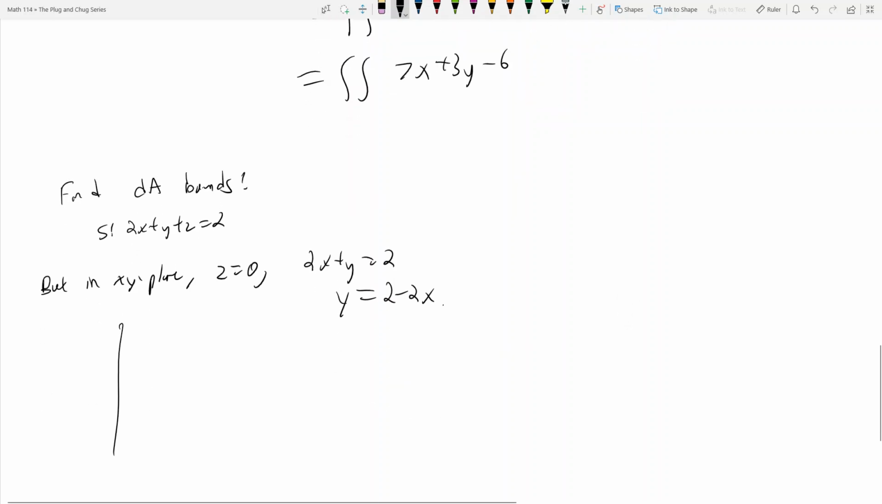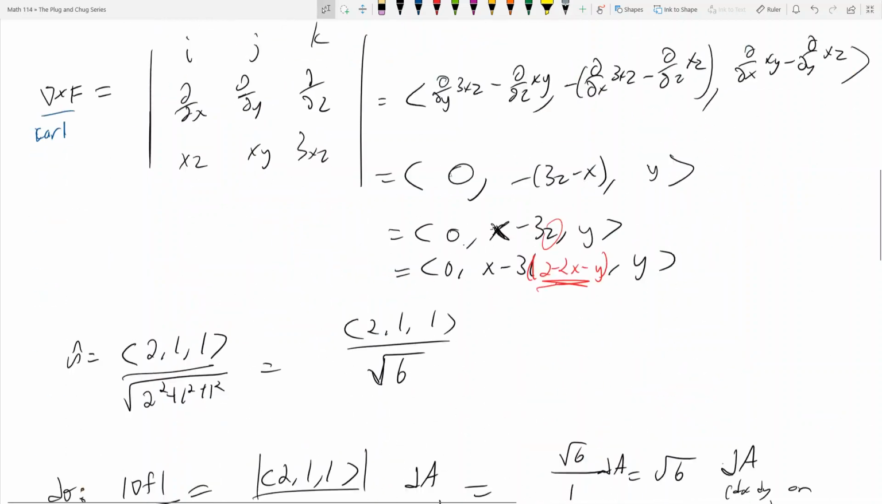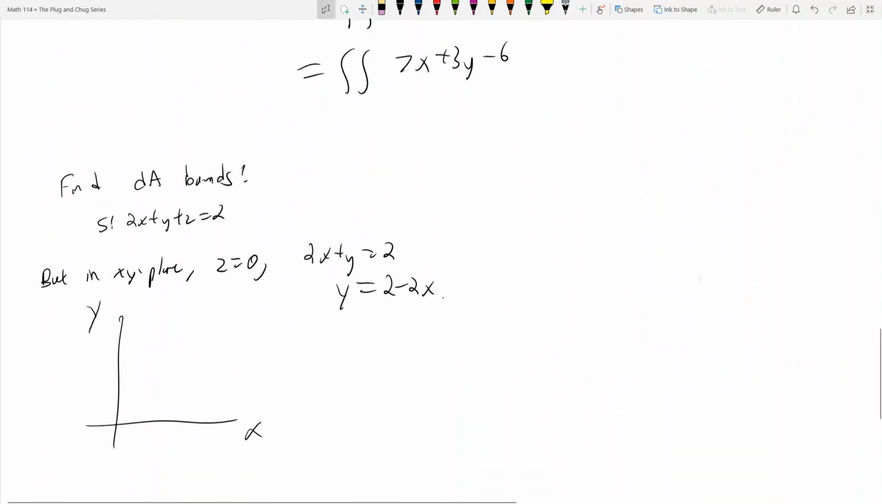So if I draw my region in the xy plane, first of all, I'm bounded in the first octant, right? Which means x, y, and z all have to be greater than or equal to 0. And then I want to draw y equals 2 minus 2x, which happens to be like that line right there, right? So that's 1, that's 2, so that's 2 minus 2x, and then this is my region, since I'm bounded by y greater than 0 and x greater than 0 because I'm in the first octant.